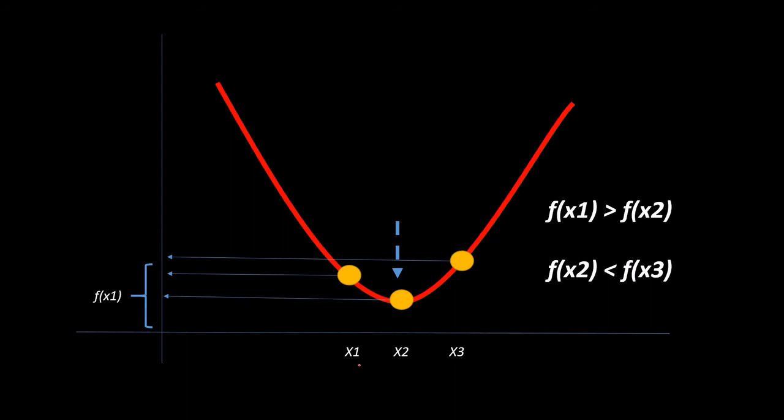That means within this range, from x1 to x3, is where our minimum point may lie. We cannot say x2 is the minimum point, but what we can say is that x1 to x3 is the range within which we can expect our minimum to lie. If we reduce this distance, the distance from x1 to x2, which is called the del x, we can find more accurately which that point is.